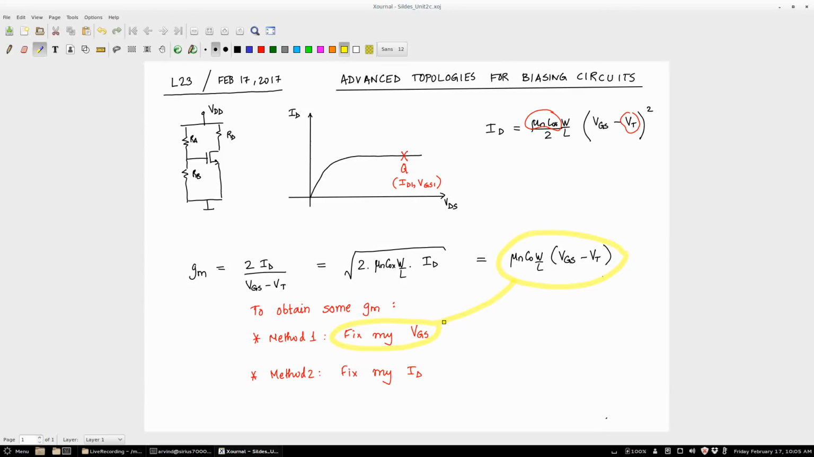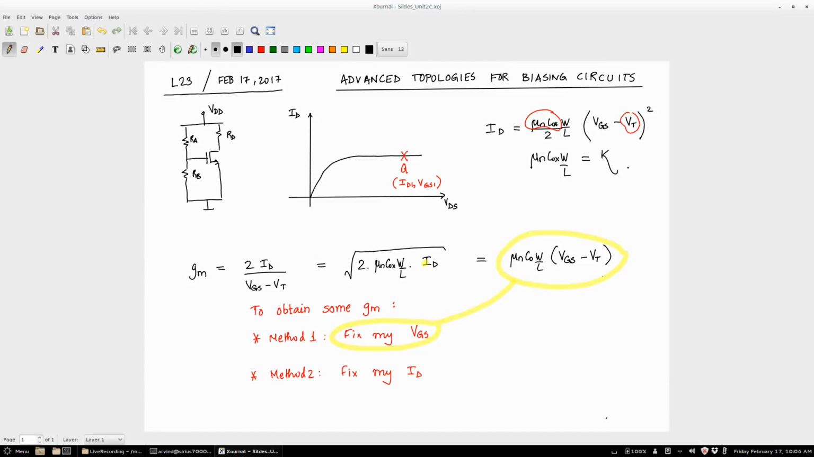Correct? I want some GM, I can do two things. I can fix my VGS. If I fix my VGS, I can use this formula and obtain my GM. Correct? If I were to fix my ID, which one should I use? I can use the second formula to obtain my GM. I can work with both varying, but that's not really helpful for me. Okay. Now, can you tell me the density of GM in these two approaches to these various other parameters?